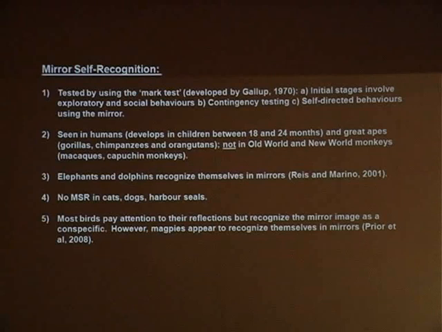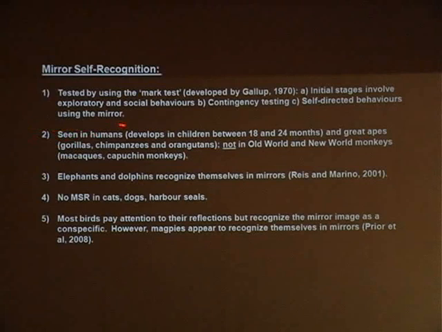During the initial stages, this would basically involve exploratory and social behaviors, because if the organism you're trying to test has never seen its reflection, it probably thinks that this is a conspecific placed along with it. And so it behaves as if it was behaving to another. If it progresses a little further and starts thinking that this is a reflection, then it will start doing what is called contingency testing. And it does very peculiar kinds of behaviors to study whether this is itself or a conspecific. And finally, self-directed behaviors using the mirror.